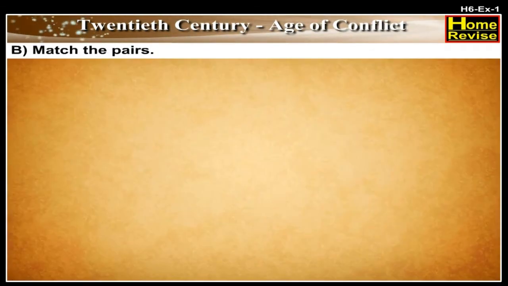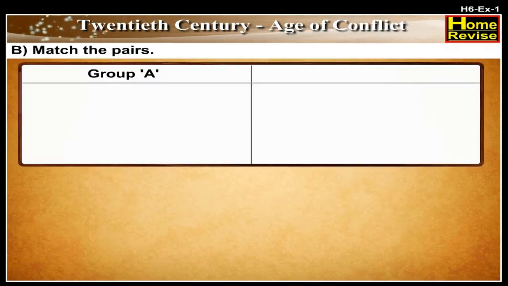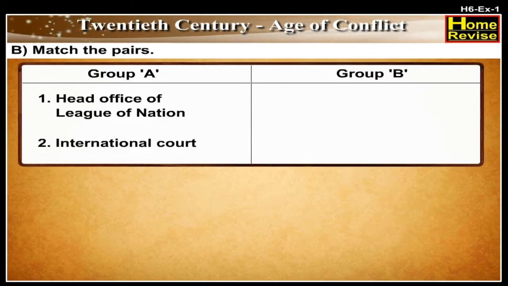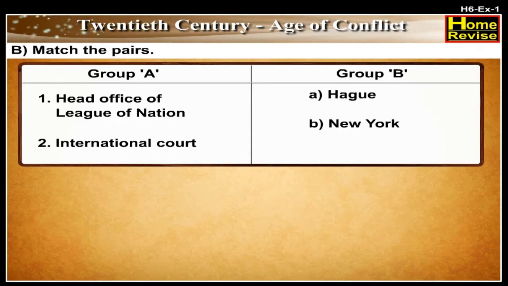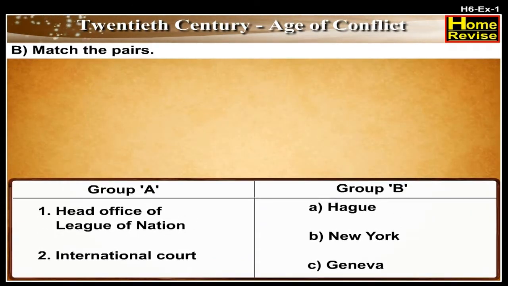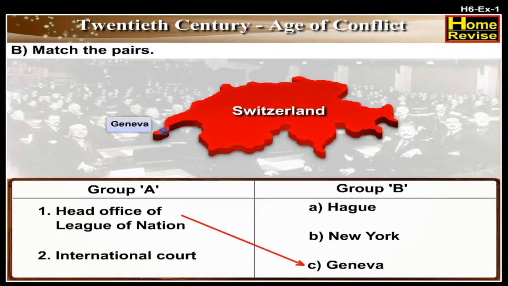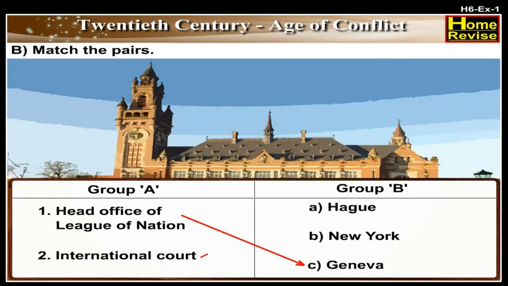Question 1B. Match the pairs. Group A has options Head Office of League of Nations, International Court. Group B options Hague, New York, Geneva. Answer. The matching pairs are Head Office of League of Nations, Geneva. International Court, Hague.